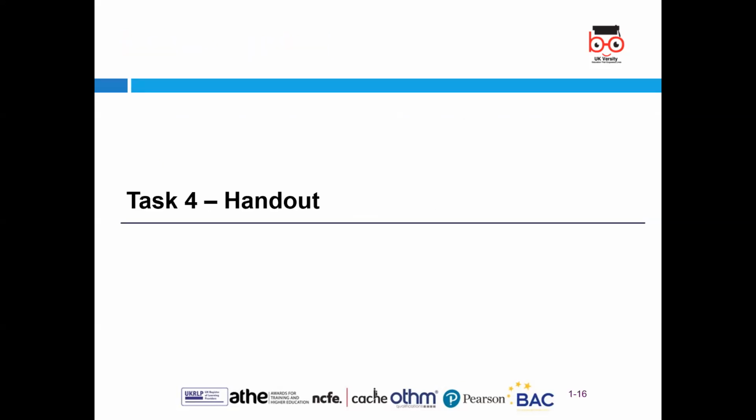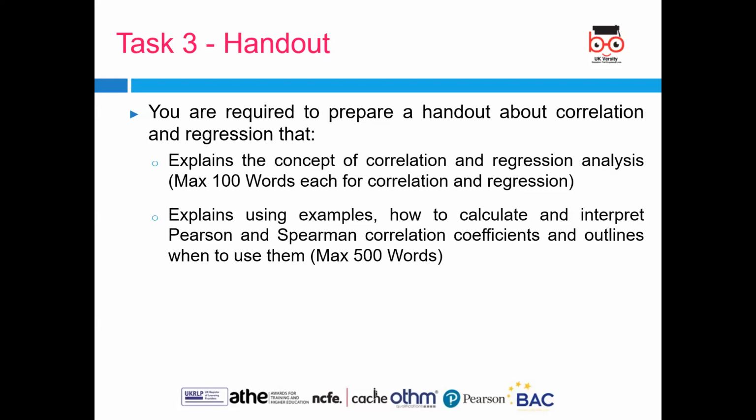Now task 4 is again a handout, where you are required to prepare a handout about correlation and regression that explains the concept of correlation and regression analysis. So you can use approximately 100 words for each explanation of each of the concepts.